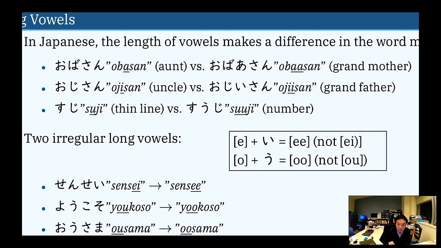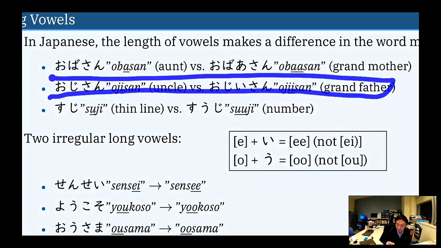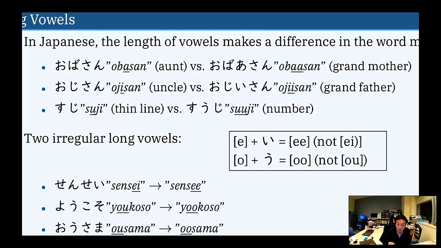Obasan, obasan. I again said aunt. I'm gonna move on to the next set. Oji-san or oji-san. Oji-san, oji-san. I said uncle. Oji-san, oji-san. I still said uncle. Oji-san, oji-san. Now I said grandfather.